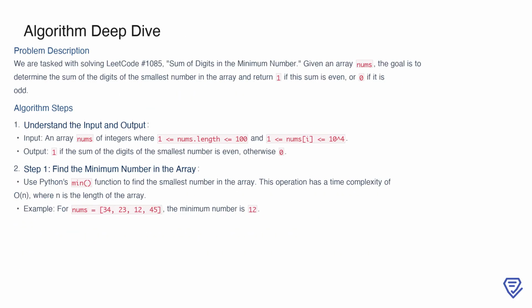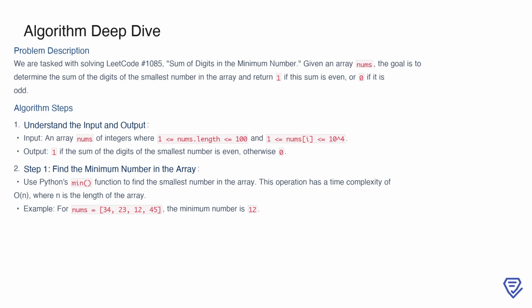In this problem, we are tasked with solving LeetCode number 1085, titled Sum of Digits in the Minimum Number. The goal is to determine the sum of the digits of the smallest number in a given array, and based on this sum, return 1 if it's even or 0 if it's odd. Let's break it down step by step.